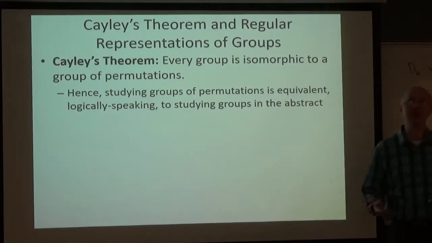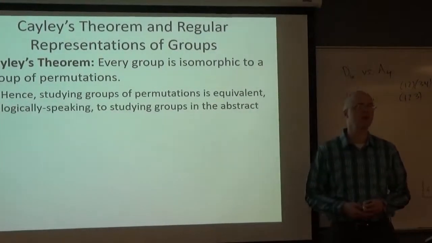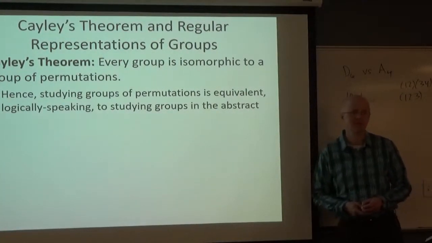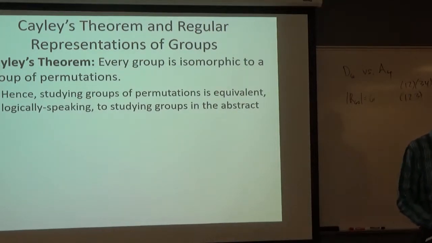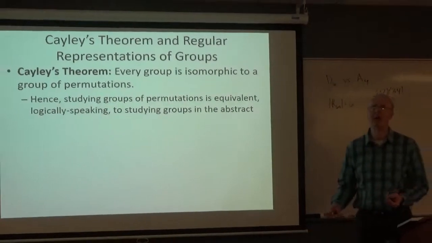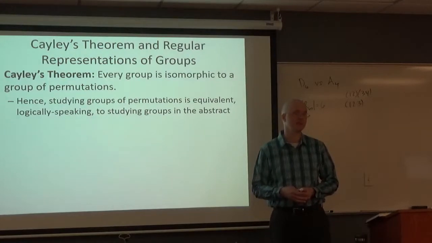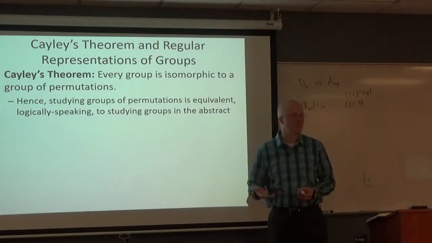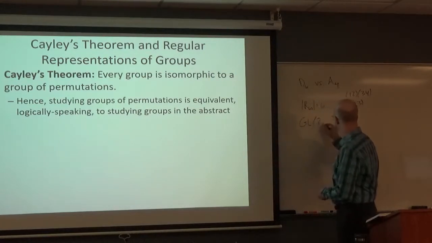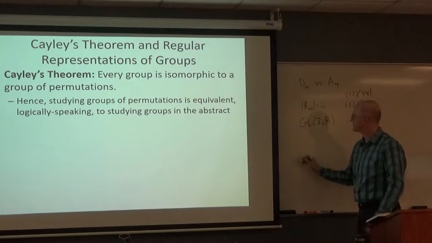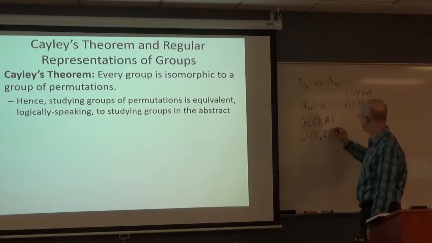All the different kinds of behaviors that can occur with groups in the abstract are going to occur with groups of permutations. Of course, if we were only studying permutations, we'd lose some of the richness of the theory. By doing the abstract theory, we see its applications more readily to other areas of math, including, for example, thinking about matrices. We talked about GL, the general linear group of 2 by 2 matrices with real entries, or entries, say, from Z5, for example.